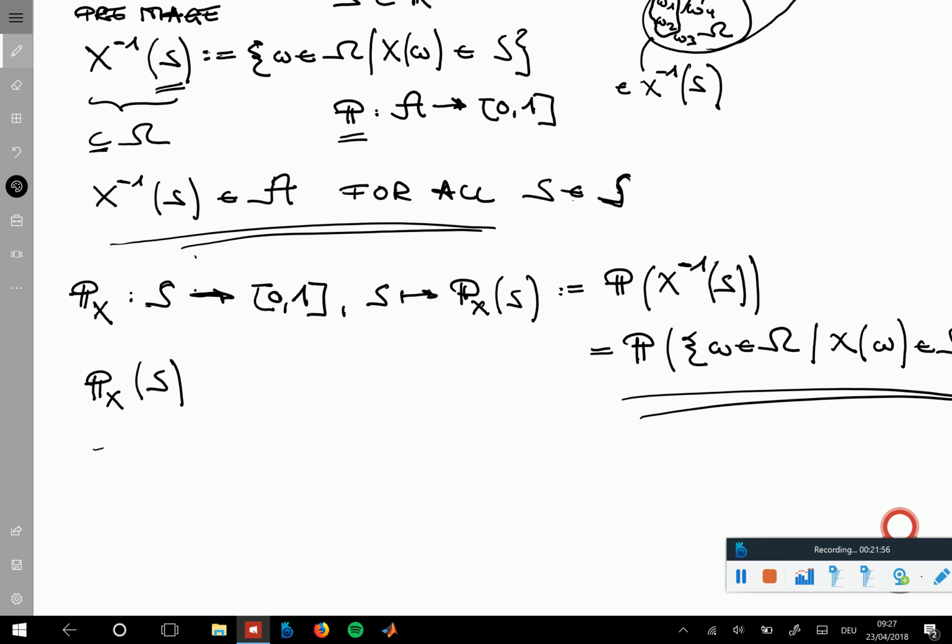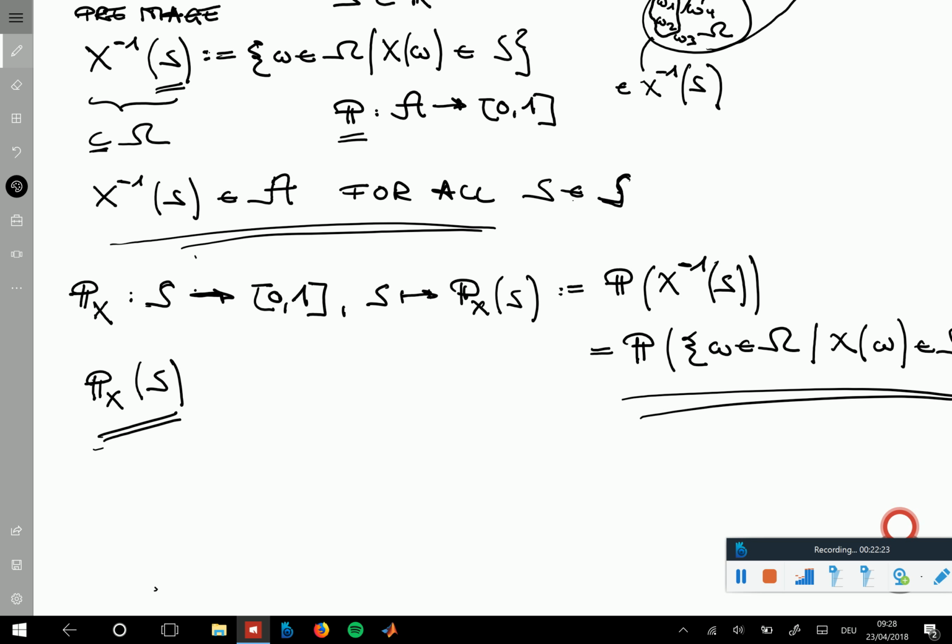And this is, of course, also a probability measure. It's not completely clear that this is a probability measure, but one can show that this is also a probability measure. By construction, it's very intuitive that it's a probability measure because it's basically ripping off the original probability measure. And this probability measure, this Px, is called the distribution of the random variable.